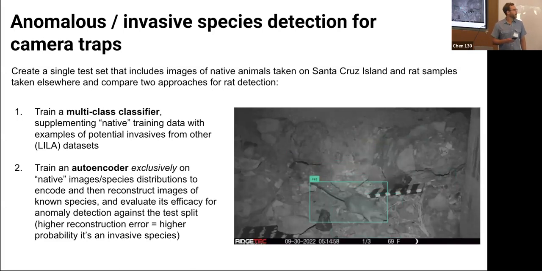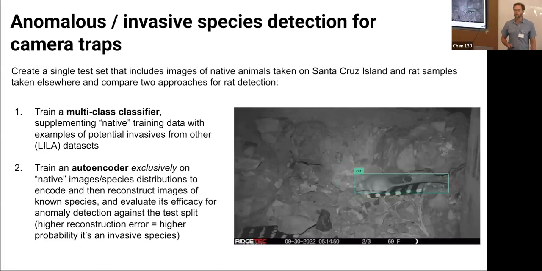So to poke at this question a little bit, I'm going to take two approaches. And I'm also going to pick one potential invasive species. I'm using rats in this case because rats are one of the more ubiquitous invasive species and also one of the more problematic if they arrive on island ecosystems.